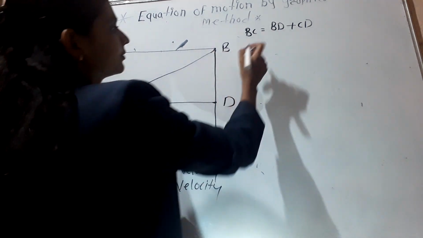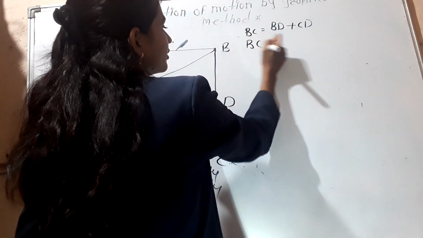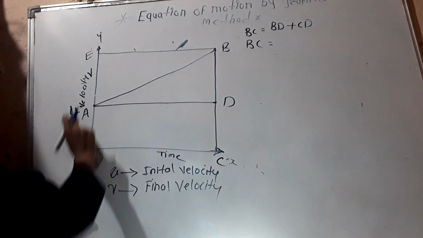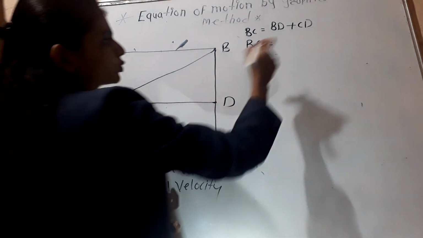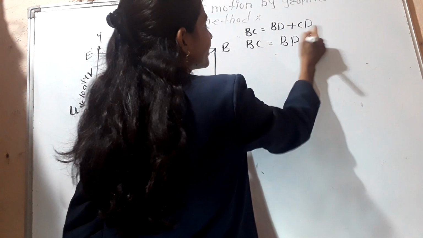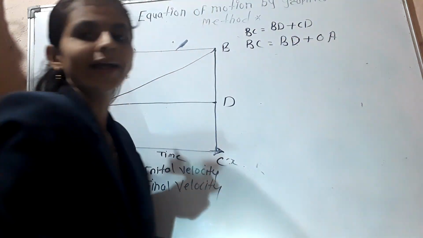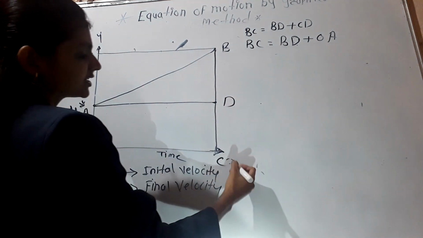So here BC means BD plus CD. What is CD? CD is equal to OA. So instead of CD we can replace OA. Now put the values. So here you can see, BC means what?